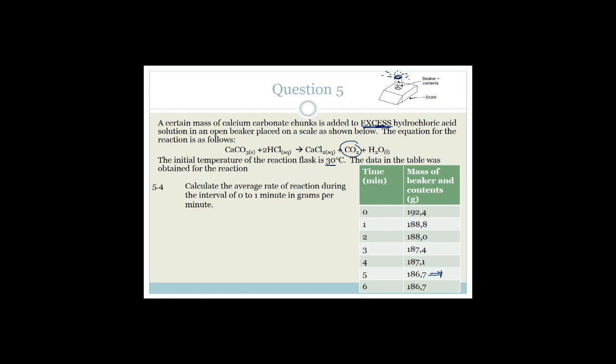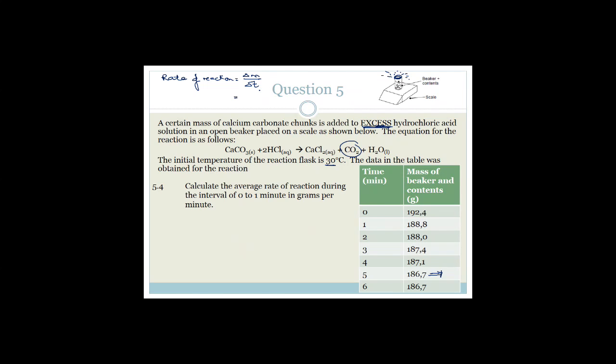Right, next. Now it says, calculate the average rate of reaction during the interval from 0 to 1 minute in grams per minute. Okay, so the rate of reaction is the change in mass over the change in time. But they want grams per minute, so we don't have to change to seconds, right? So what is the change in mass? It's always final minus initial, okay?